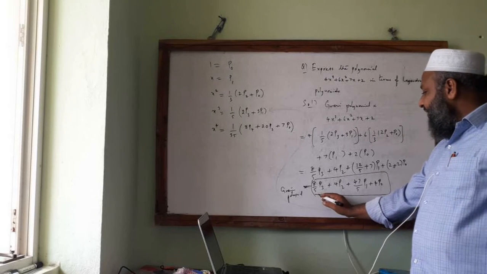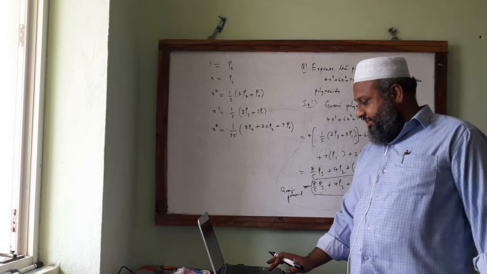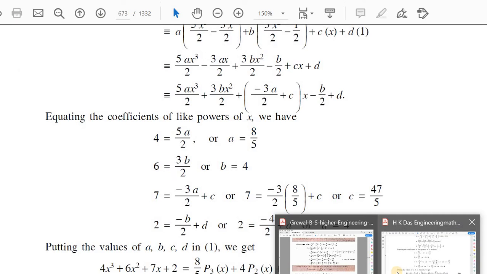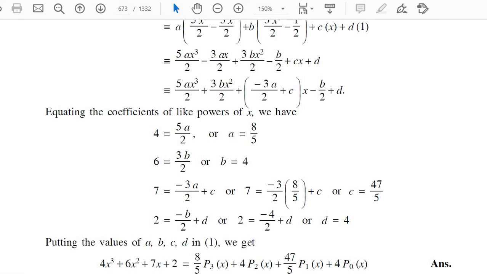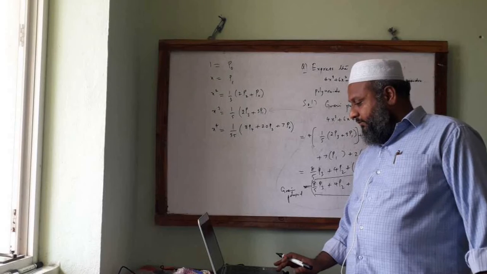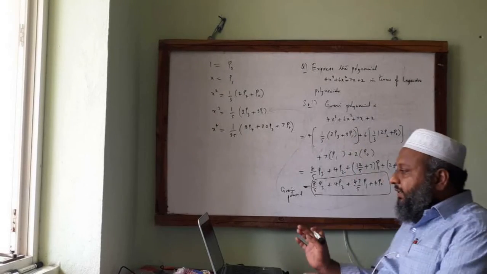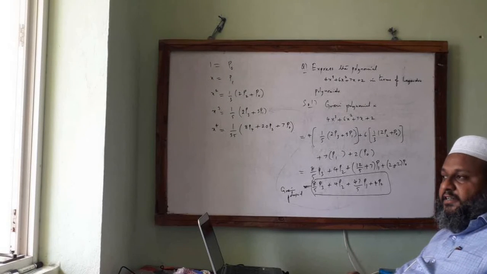So it is 8 by 5, 4, 47 by 5 and 4. These are the coefficients. Let us see what the coefficients are in this one. It is 8 by 5, 4, 47 by 5 and 4. So coming to the point, the conclusion is that we can express any polynomial in terms of Legendre polynomials.